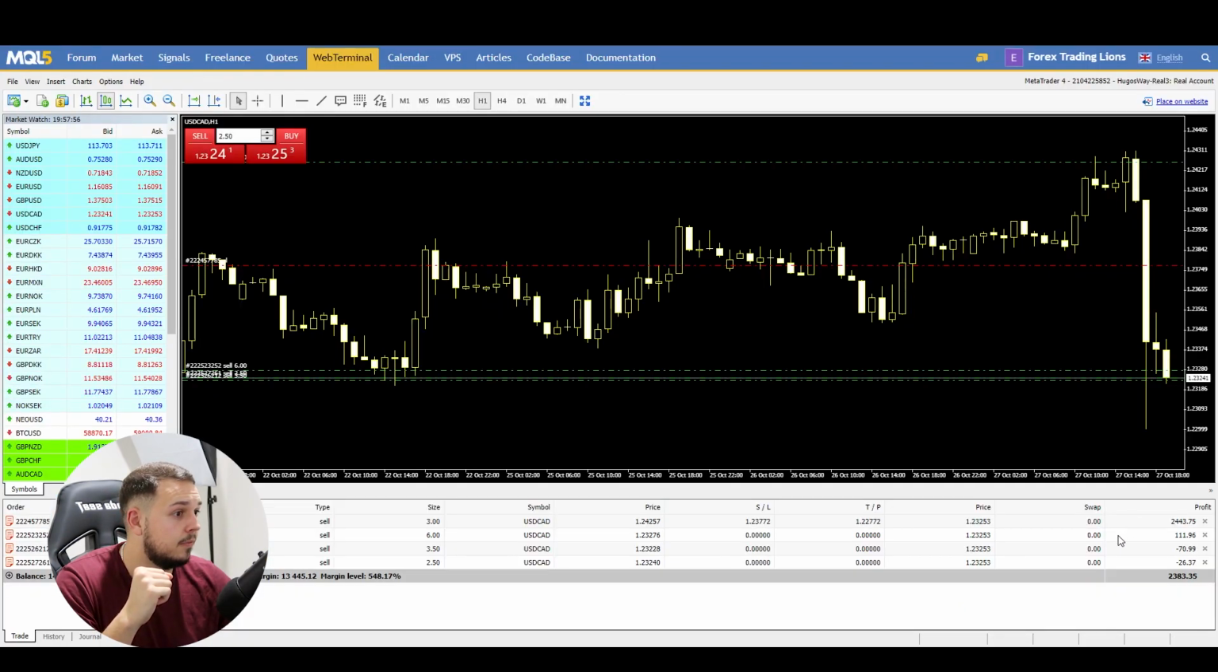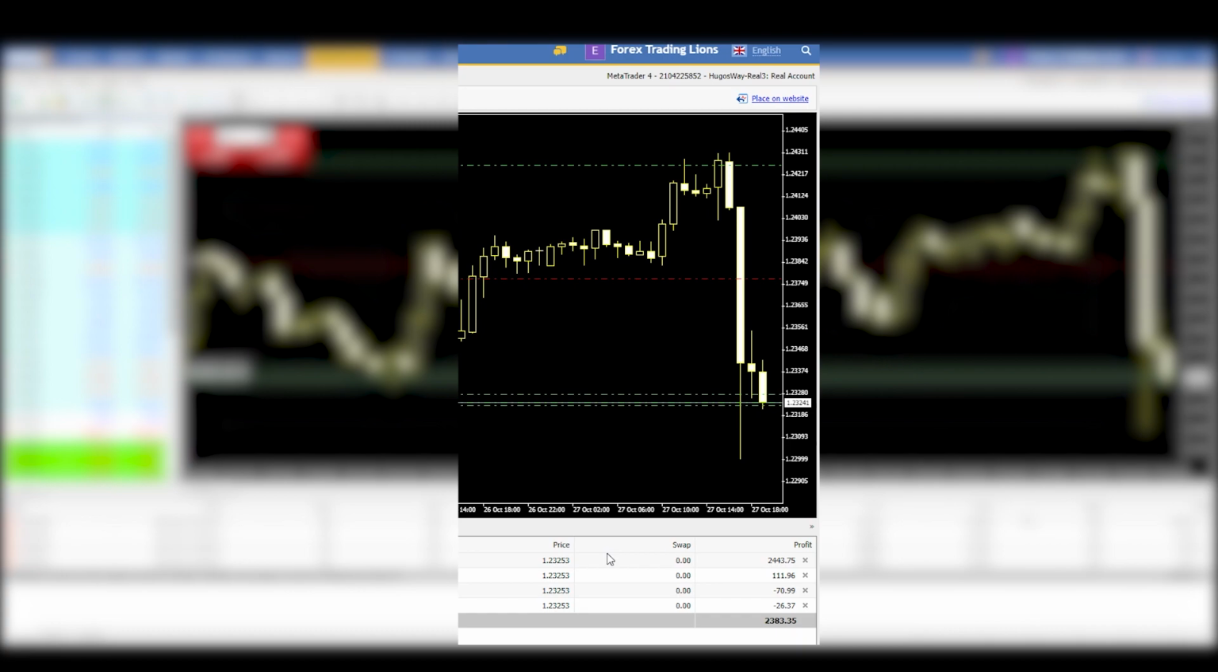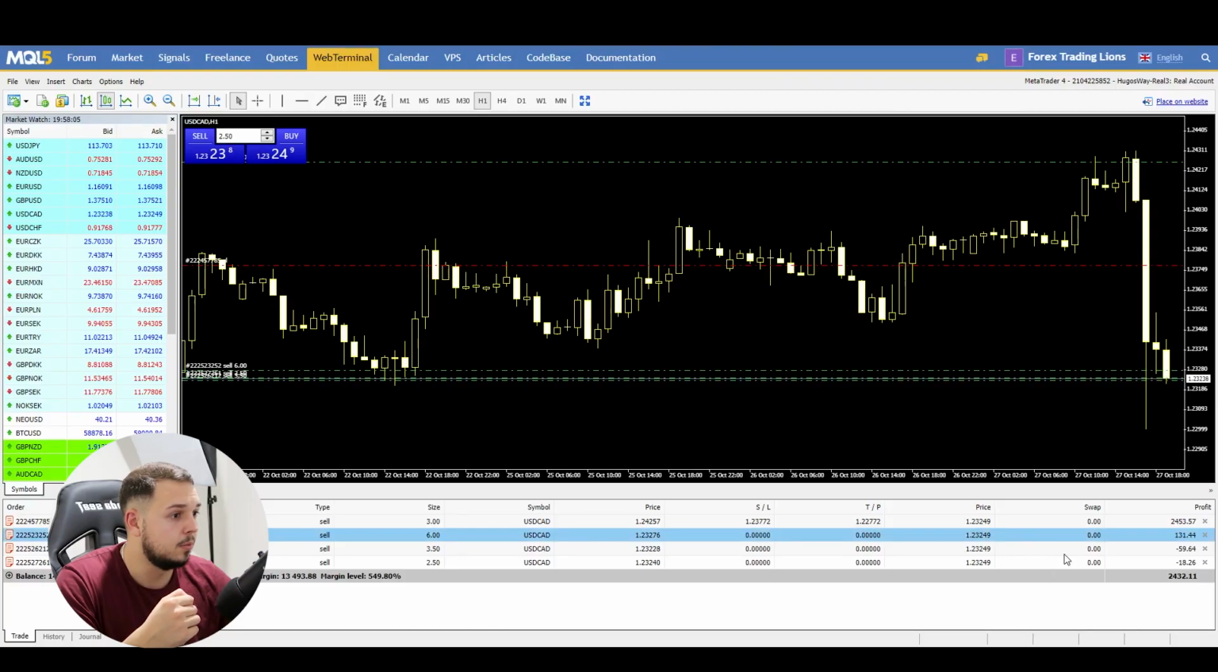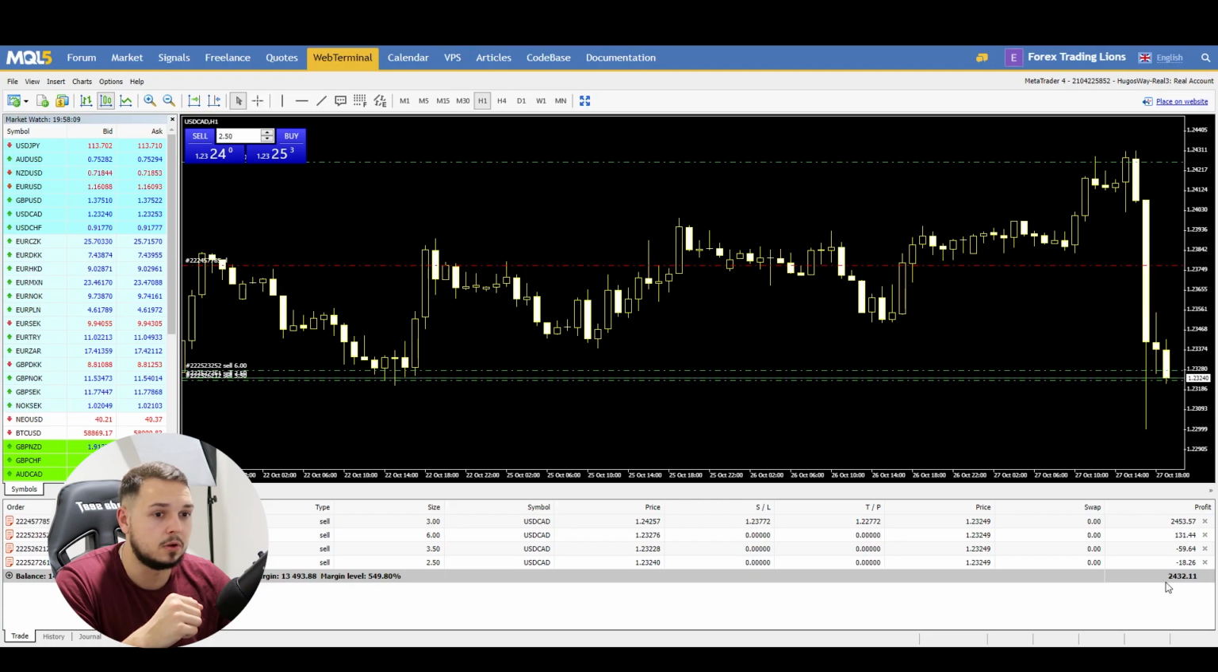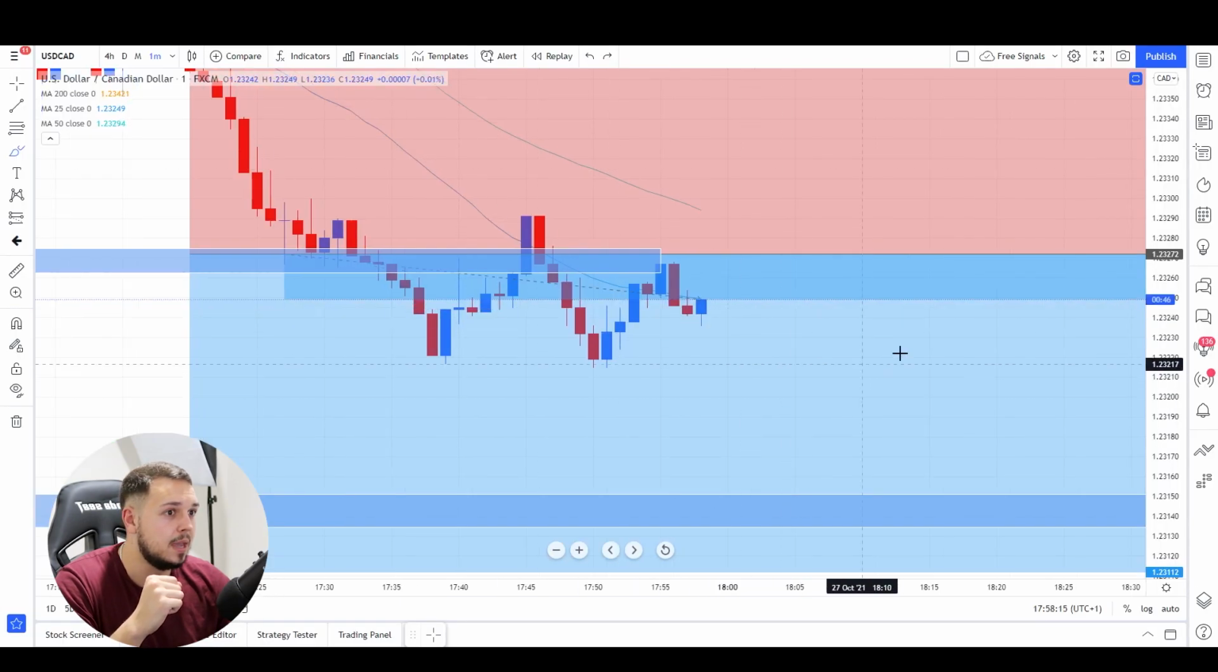So I already have 4 trades open, the same trades: USD CAD, one of them obviously the swing trade, and 3 scalping trades. Currently one of them $131, minus 59, minus 18. So in total, $2,383. Not much at the moment. We can make it better.